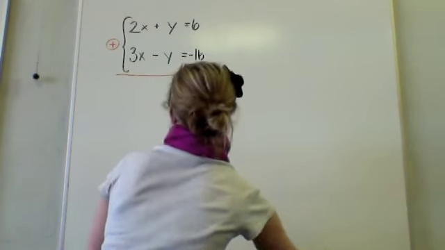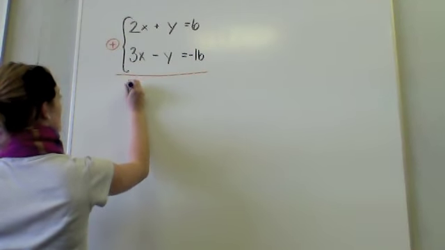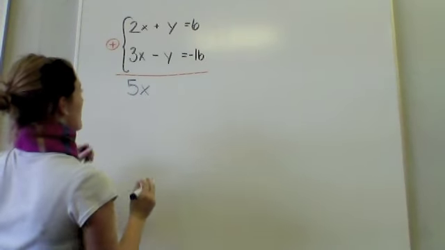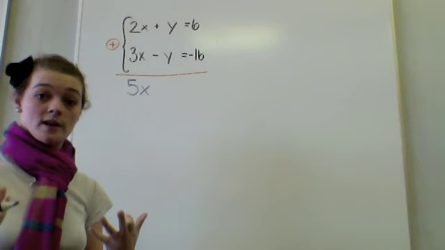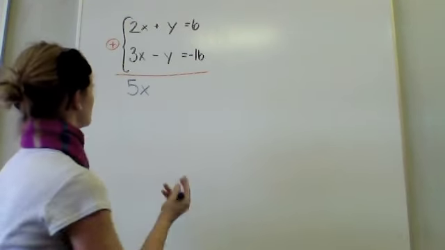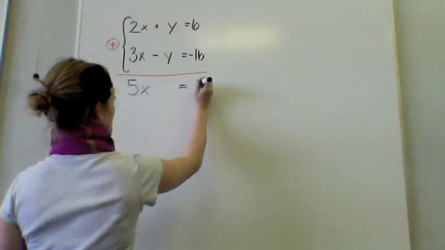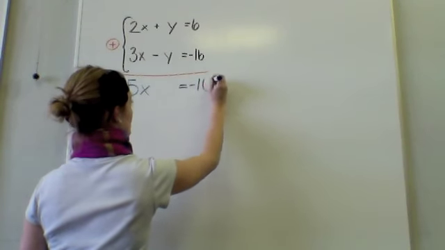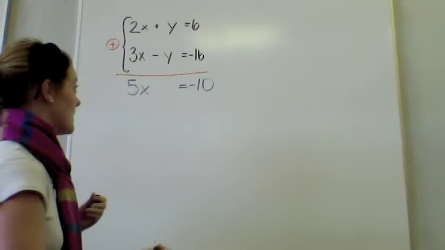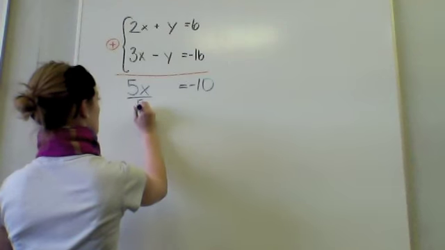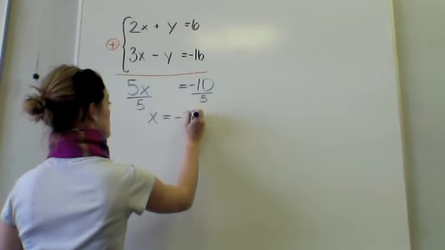So when I add them, we have 2x plus 3x. That gives me 5x. I have positive y and a negative y. Those added together don't give me any y. It's 0y. 6 plus negative 16, that gives me negative 10. So I now have 5x equals negative 10. Now I divide both sides by 5, and we get that x is equal to negative 2.